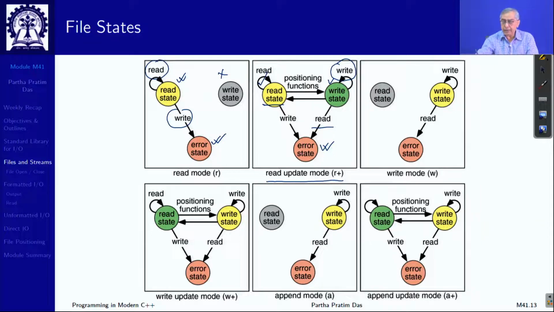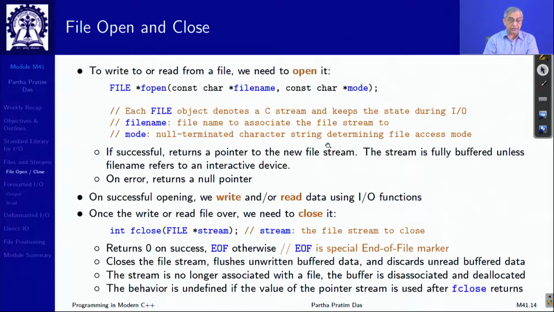You can go through each of these diagrams, and based on the mode chart I gave you in the last slide, you can understand these state transitions. Now, the basic form of I/O is like this. Let us say you have a file, right.